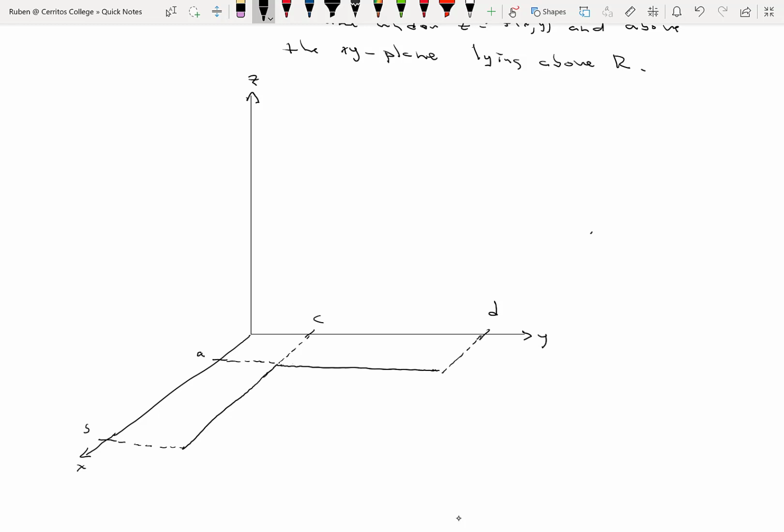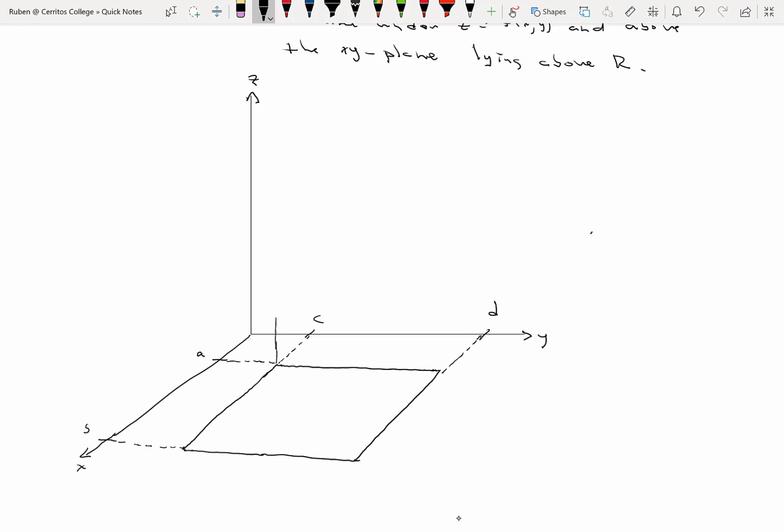Left-hand edge. Here's the right-hand edge of our rectangle. Here's the upper edge of a rectangle. So there's our rectangle AB cross CD. And above this rectangle, we have a surface.